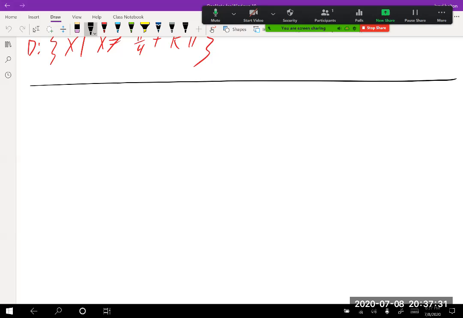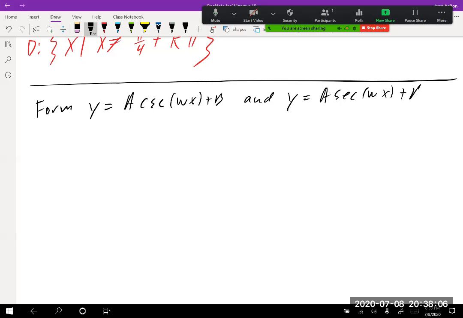So what I wanted to do is talk to you guys about secant and cosecant. They're basically the same thing. They both behave in a similar fashion. So we're going to say the form y equals a cosecant of omega x plus b, and y equals a secant of omega x plus b, okay?